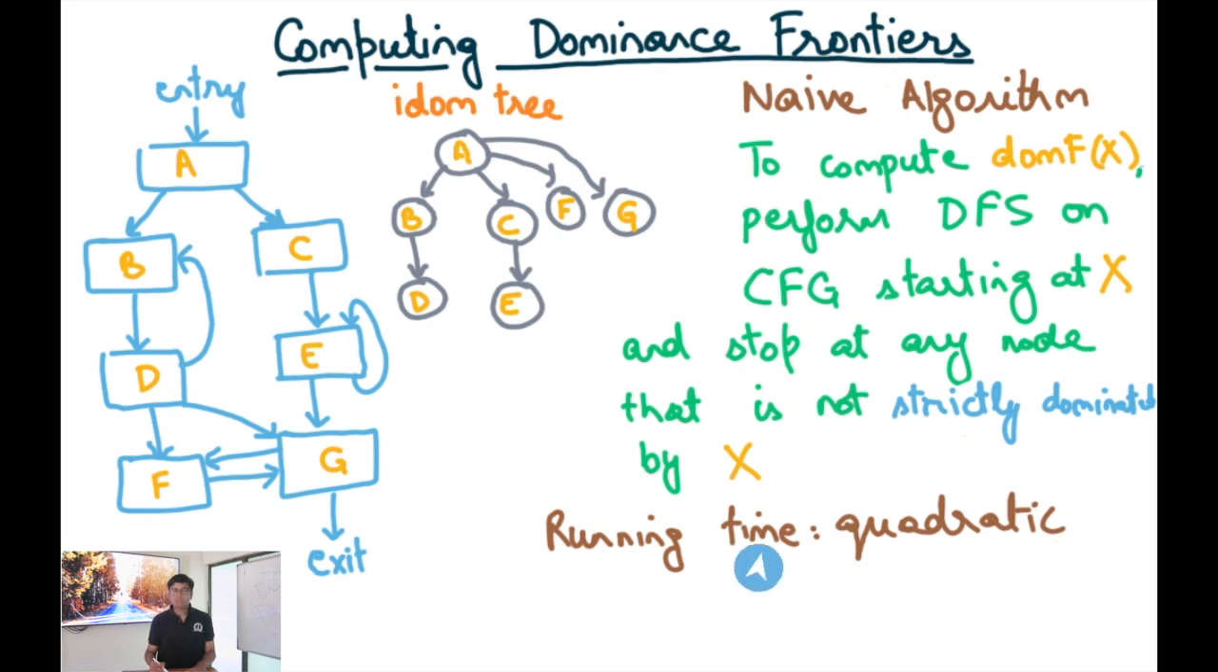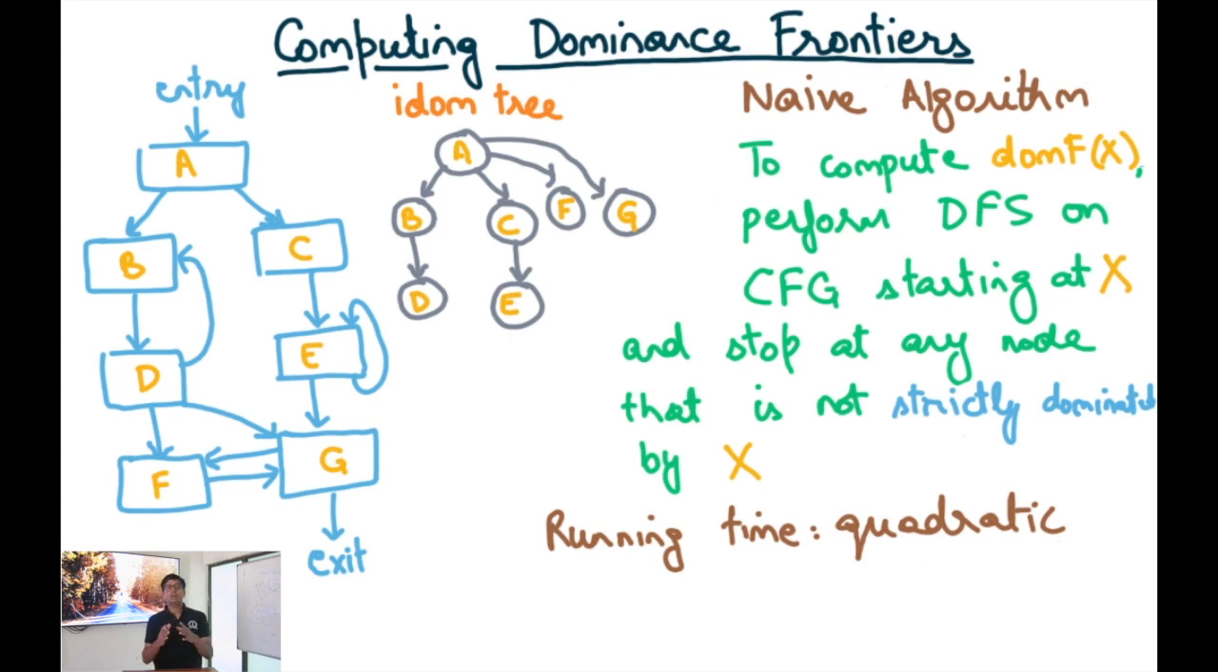Now, what is the running time of this naive algorithm? Well, I need to look at every node separately. And for each node, I have to do a linear amount of work, which is either linear in the number of edges or the number of nodes, whatever is the maximum. And so linear amount of work for every node, and there are n number of nodes. So then that's quadratic running time.